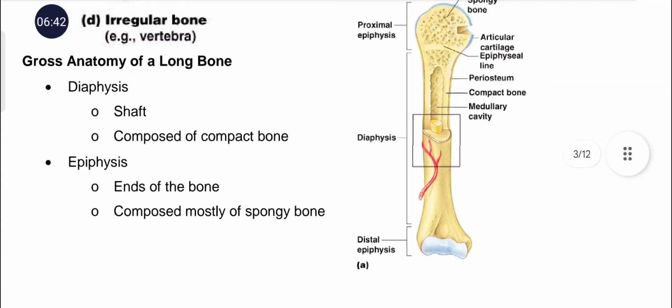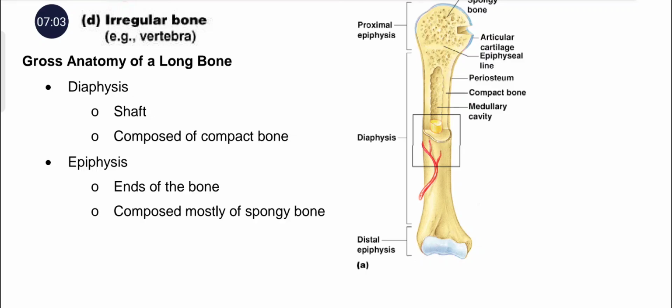Now moving on to the gross anatomy of the bone. The long bone consists of the diaphysis, that is the shaft or body of the bone, which is mostly composed of compact bone. Second is the epiphysis. Epiphysis means the ends of the bones, which are usually composed of spongy bone or porous bone.